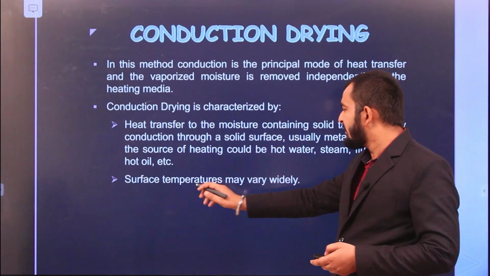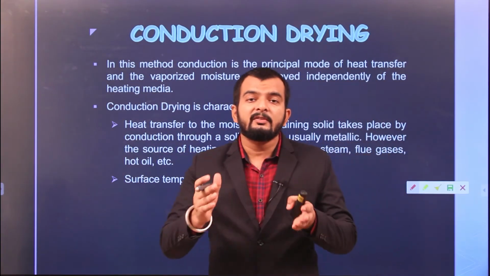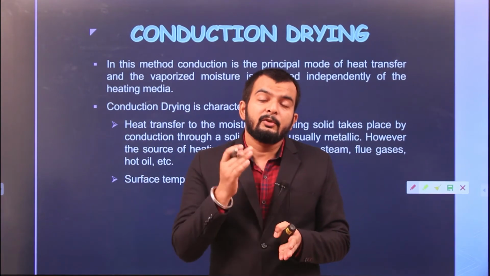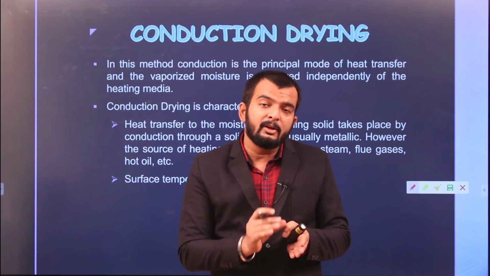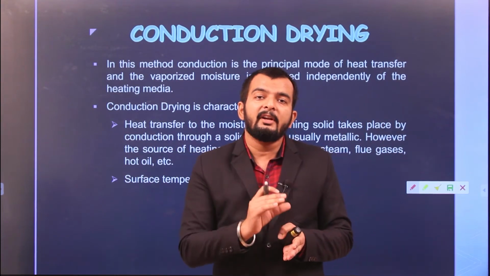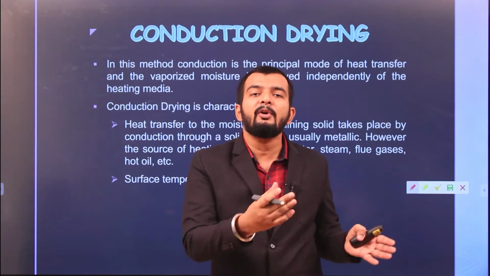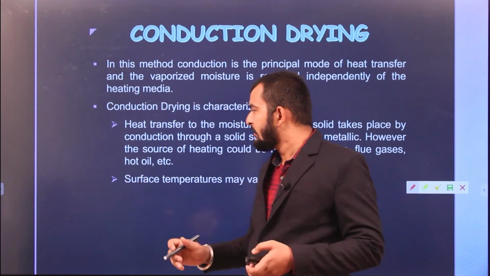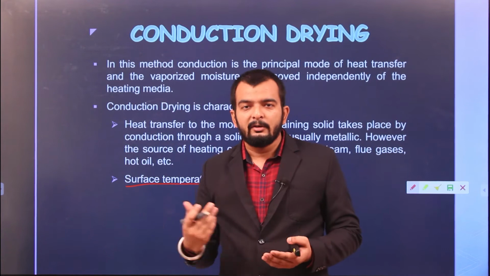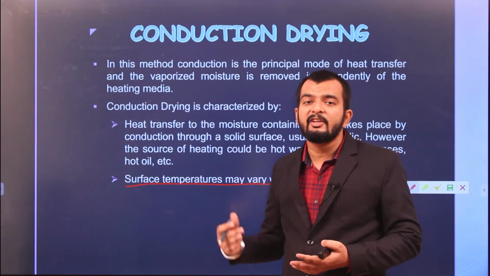Next characteristic is that surface temperature can vary widely in this case. Why is it so? Because the surface of grains that is coming in immediate contact with your metal surface, the temperature of those particular particles of the grains will rise rapidly, or will be comparatively higher than other grains which are not in contact with your metal surface. So the surface temperature in this case can vary widely in case of grains or your food material that is being dried here.